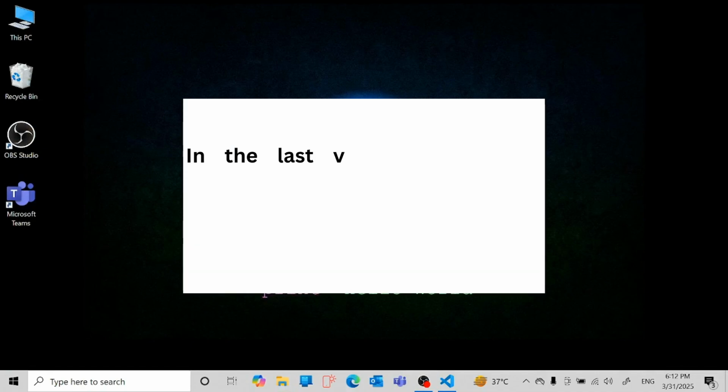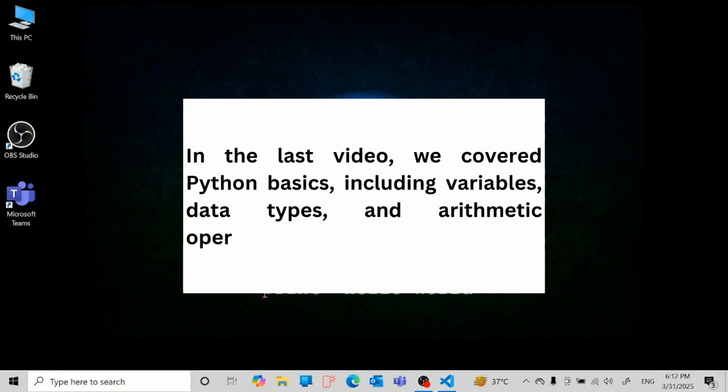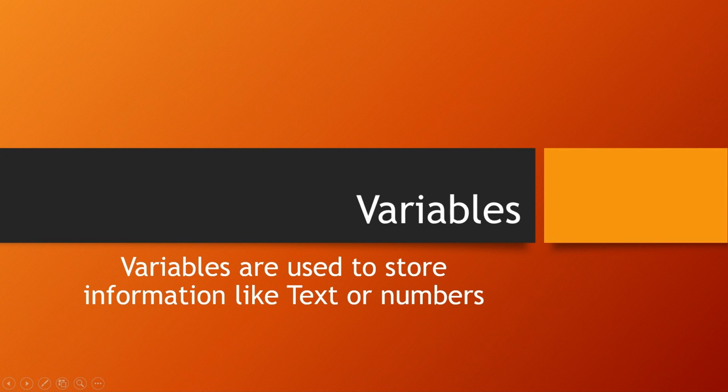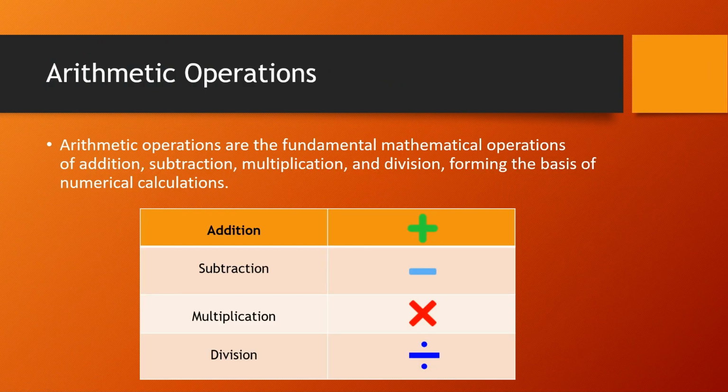In the last video we covered Python basics including variables, data types and arithmetic operations. Variables are used to store information like text or numbers. Data types define the kind of data a variable holds, like integer for numbers, string for text and boolean for true or false values. Arithmetic operations include basic maths like addition, subtraction, multiplication, and division.